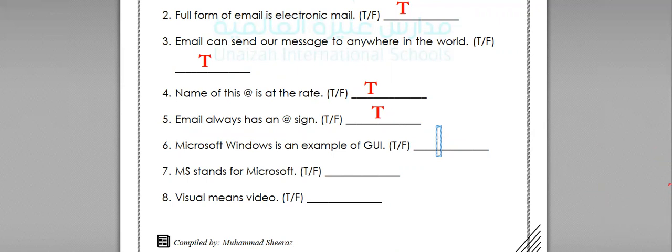Microsoft Windows or MS Windows is an example of GUI. Yes, it's true. MS Windows, MS Word, MS Excel, the word MS stands for Microsoft. So because of that, point number 7 is also true. Visual means video. Visual is basically related to the elements which we can view, so it is considered video. The answer is true.